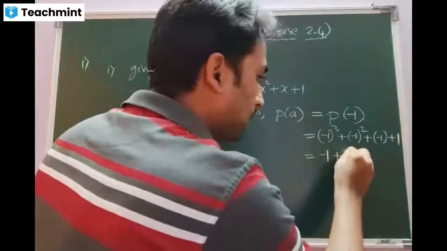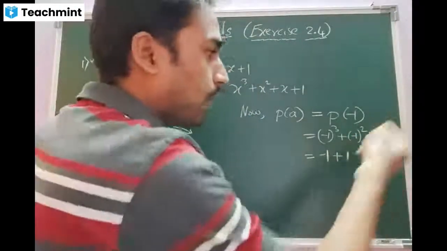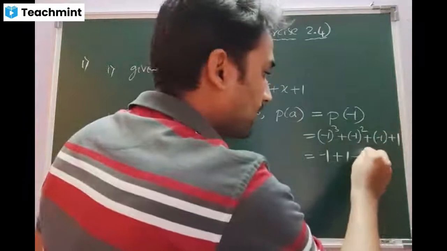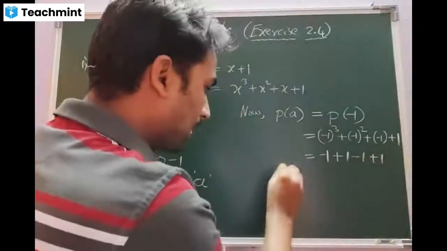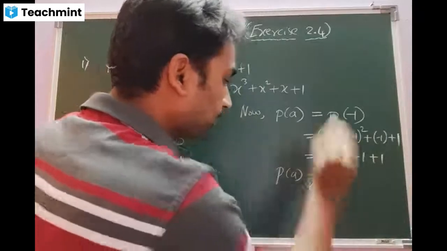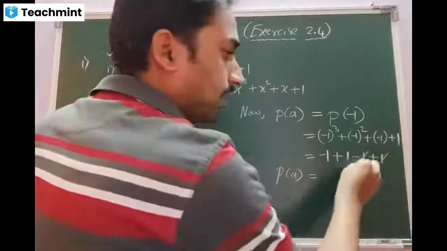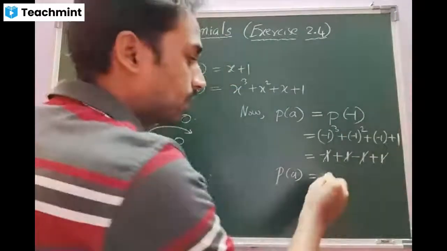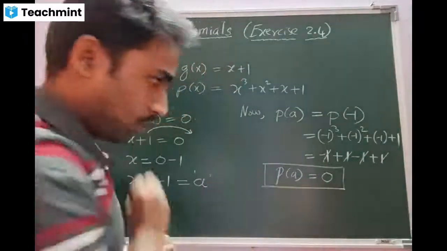But here it becomes plus 1, because minus into minus 1 will be the answer for 1 square. Then plus into minus is minus 1 plus 1. Better tell me what is the final answer here? 0, sir. This one with this is getting cancelled, this with this is getting cancelled. Answer is 0. So we got P of A as 0.